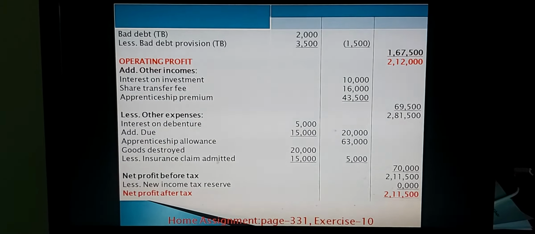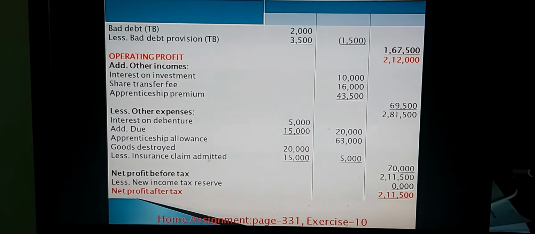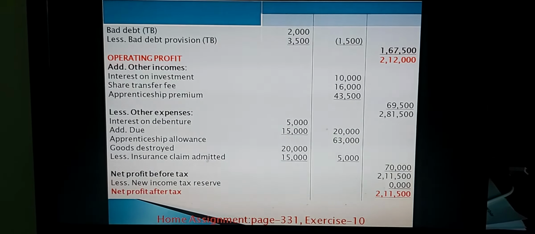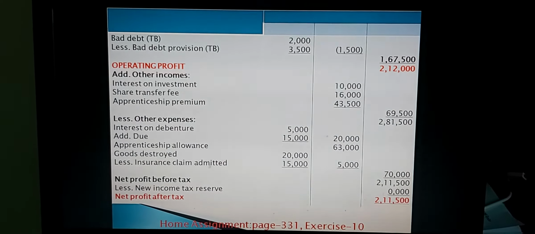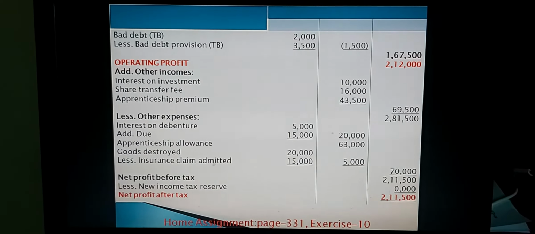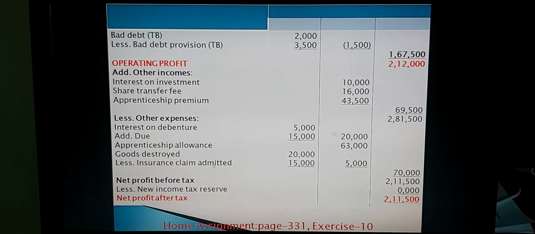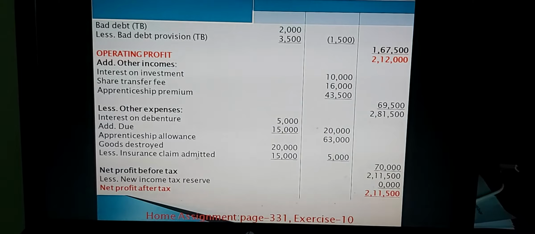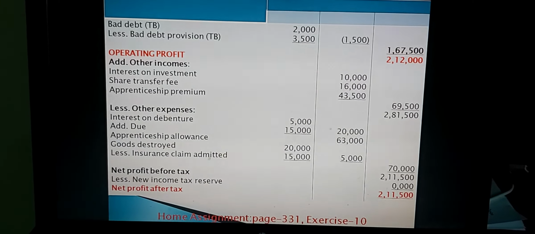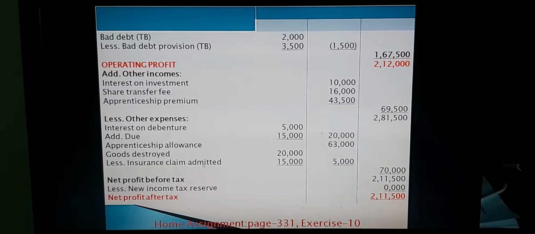Now you have to deduct the amount of other expenses from this amount, that is 2,81,500. So other expenses available in this math are 3 items: interest on debenture, apprenticeship allowance, and goods destroyed. But interest on debenture in the trial balance is only taka 5,000. But when 10% debenture interest is charged on 2 lakh, then total amount is taka 20,000. So remaining amount of 15,000 is due for interest on debenture. 5,000 plus 15,000 is equal to taka 20,000 to be shown in middle column.